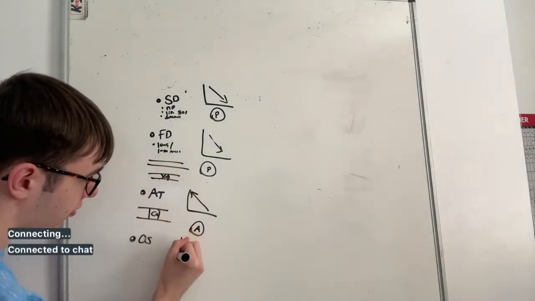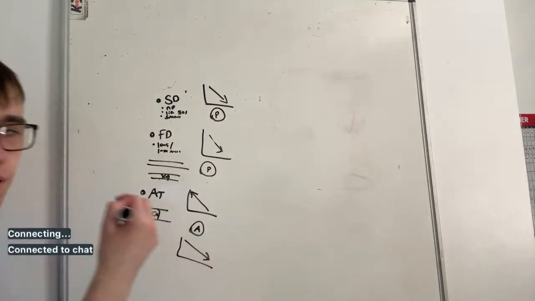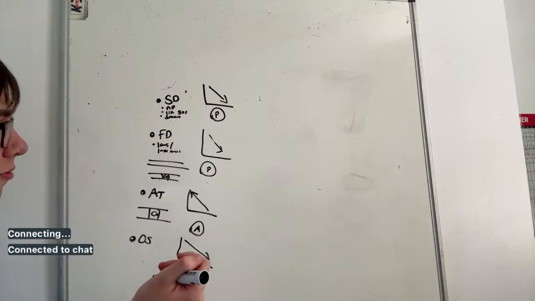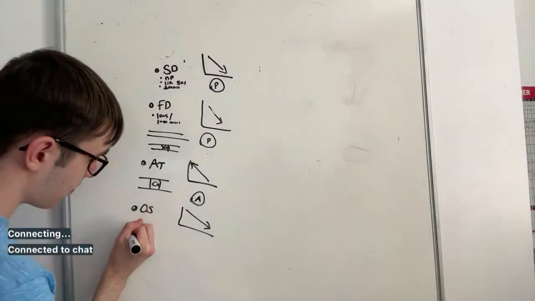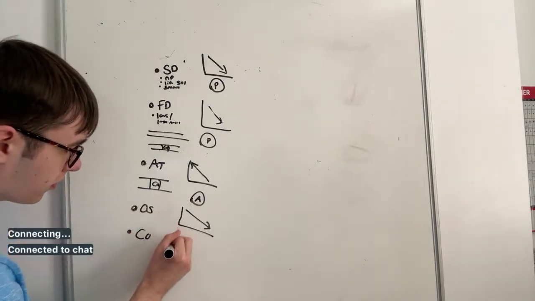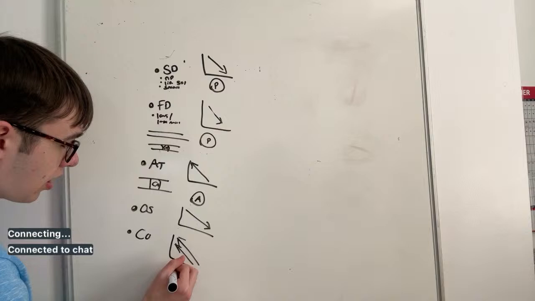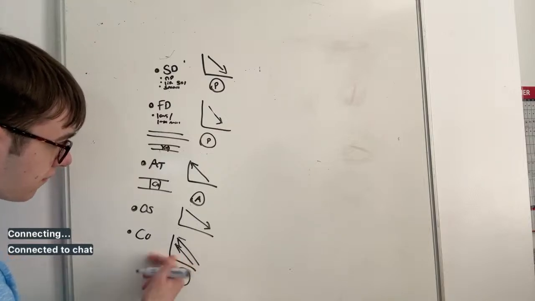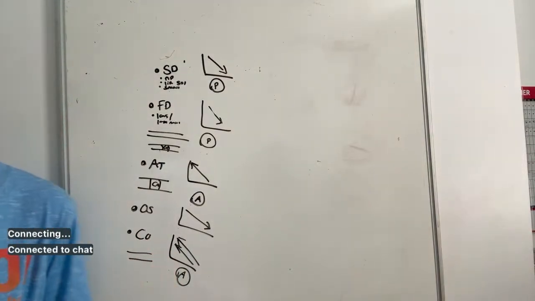Osmosis is the movement of water molecules down a water potential gradient, from an area of high to low water potential. Is it water potential? Yeah. And then co-transport, which is the movement of two molecules. It's an active process, and it often involves a symporter.